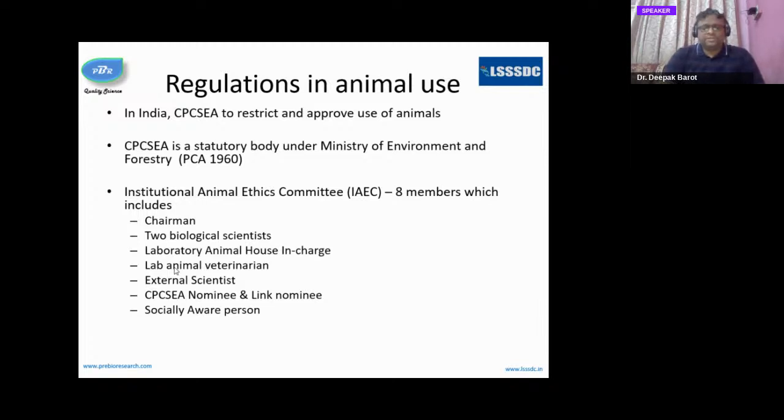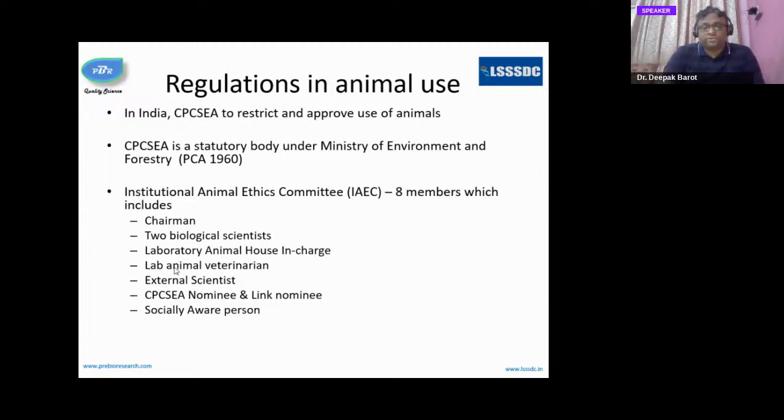So it is given in the guideline, there should be 8 members in this committee. The chairman of that committee would be there, who mostly is the head of the organization or the institute where the facility is. There are 2 biological scientists on that committee. A laboratory animal house in charge should be there. It could be a pharmacy, pharmacology background, or a veterinarian or a zoology background, but you need the animal house in charge. You need a lab animal veterinarian, who is a veterinary doctor. He should be on the committee.